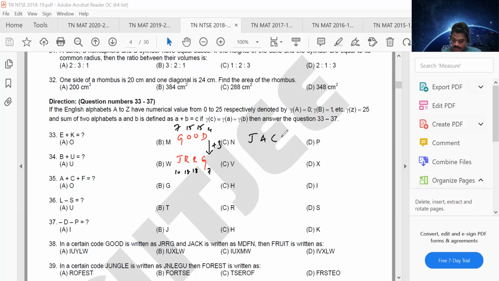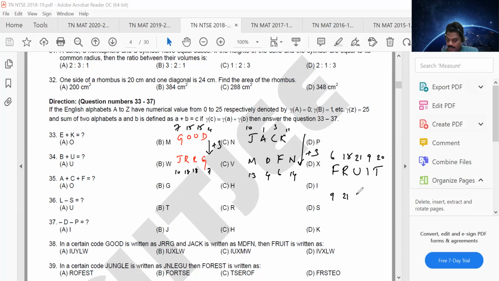And when it comes to Jack, Jack has been coded as MDFN. If you observe, this is 10, 1, 3, 11 and 13, 4, 6, 14. So again, it is a case of +3. What you are supposed to do for fruit over here is add +3. So this is 6, 18, 21, 9, and 20. So your answer would be 9, 21, 24, 12, and 23.